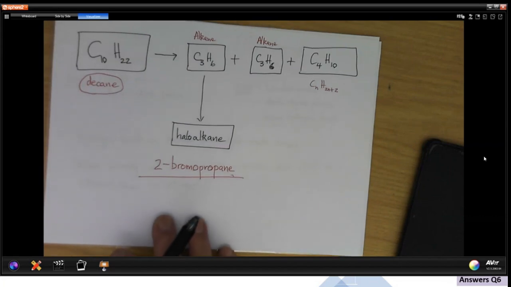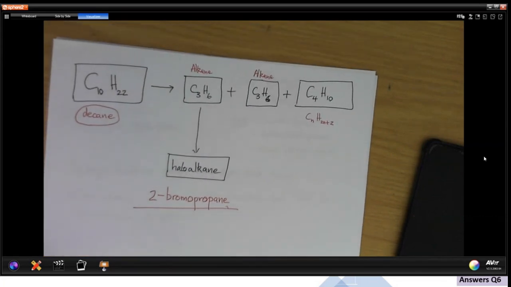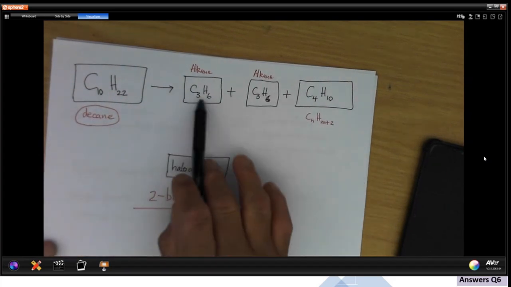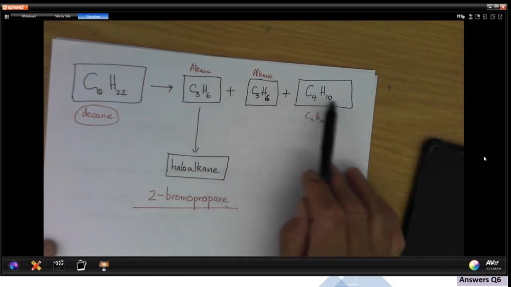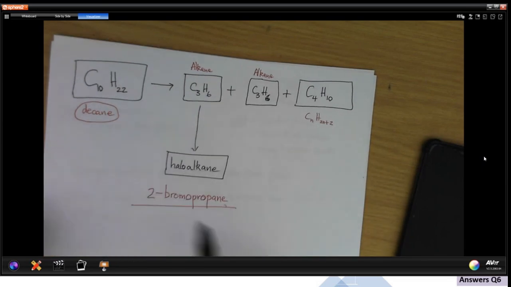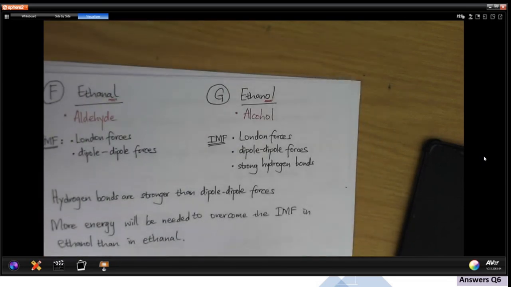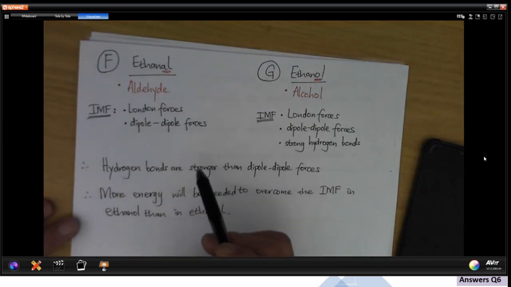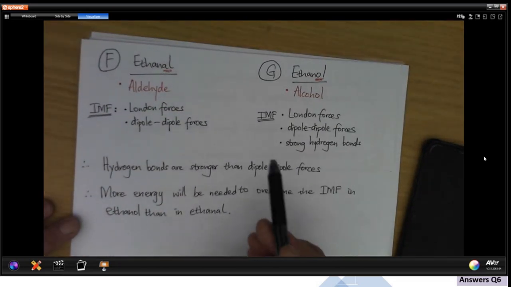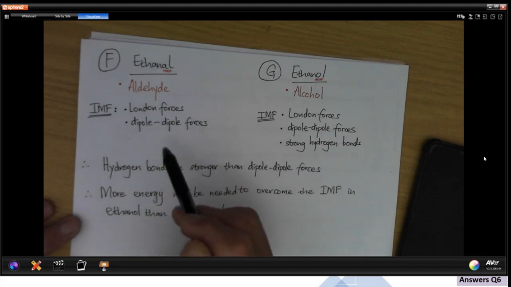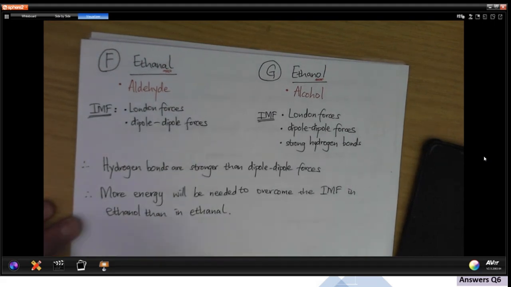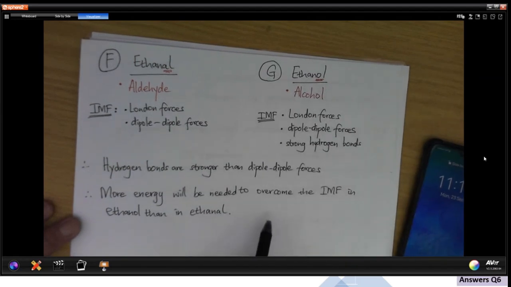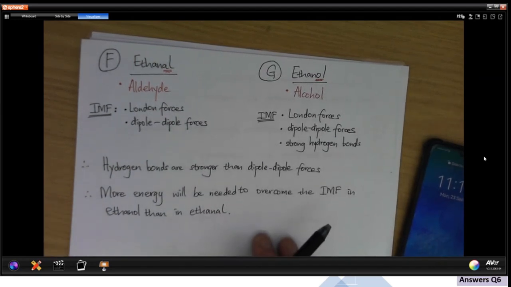Then we had a look at situations like this. We came to find out what this alkane was by virtue of the fact that they gave us some very cryptic clues, but we worked to it very, very nicely. And of course, we found out the various intermolecular forces in the various homologous series. The aldehydes have London forces and dipole-dipole forces. The alcohols have London forces, dipole-dipole forces, and strong hydrogen bonds.